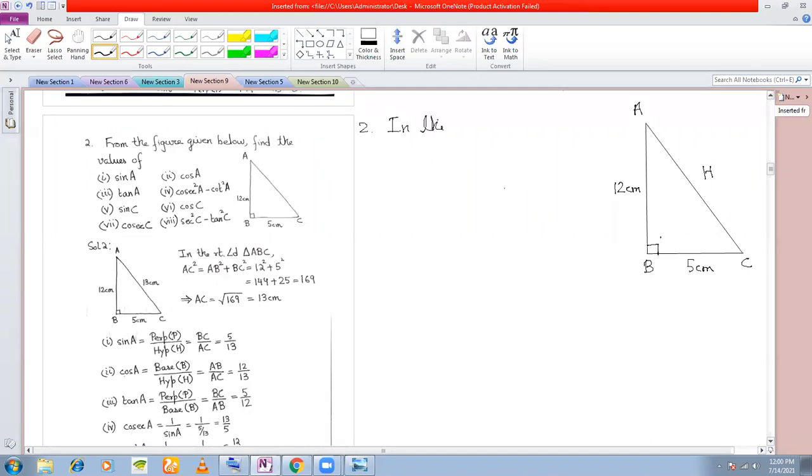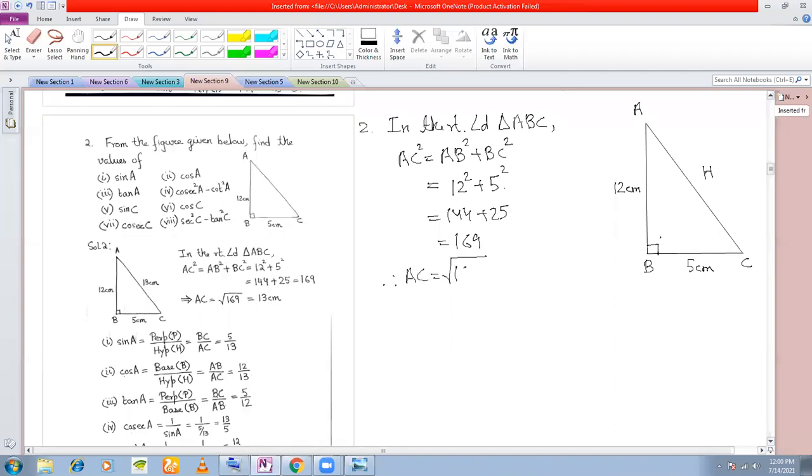So in the right angle triangle ABC, AC square is equal to AB square plus BC square, which is equal to AB is given to be 12, BC is given to be 5, which is equal to 144 plus 25, which is equal to 169. So therefore AC here is square root of 169, which is equal to 13 centimeters. Let's write here 13. We have found this out.